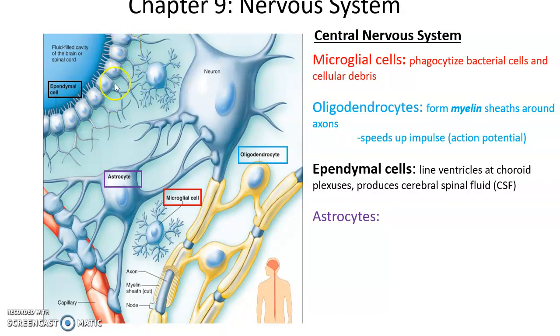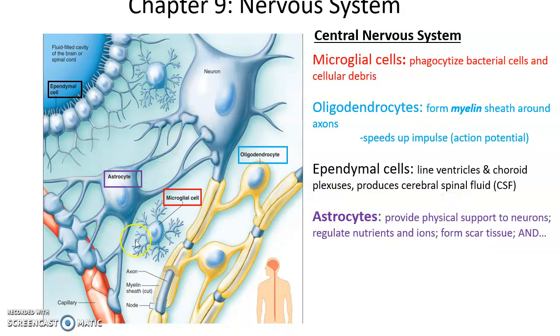Then we have ependymal cells. Ependymal cells line the ventricles, which are open spaces in the brain, and they form what are called choroid plexuses with blood capillaries, all with the purpose of producing cerebrospinal fluid. So ependymal cells produce cerebrospinal fluid.